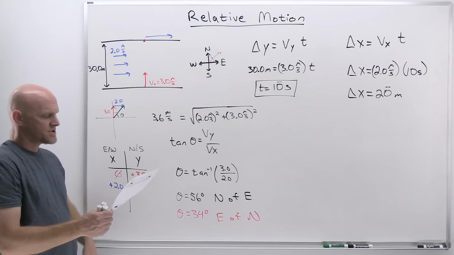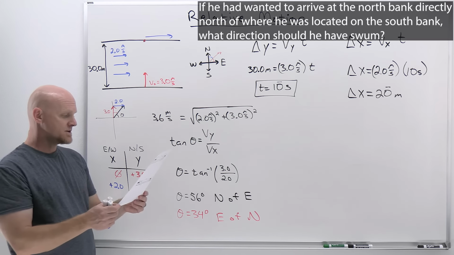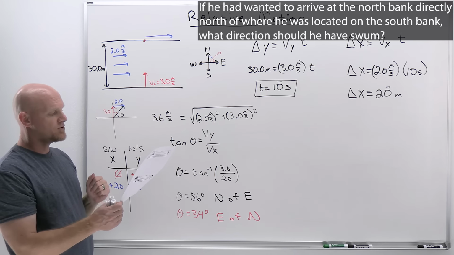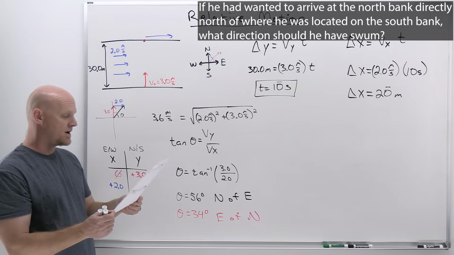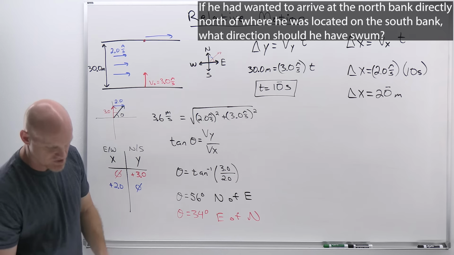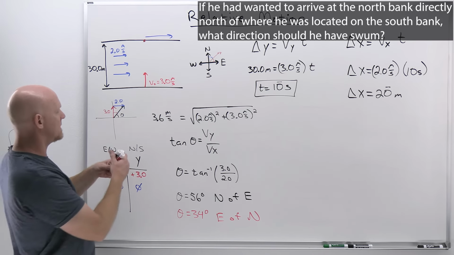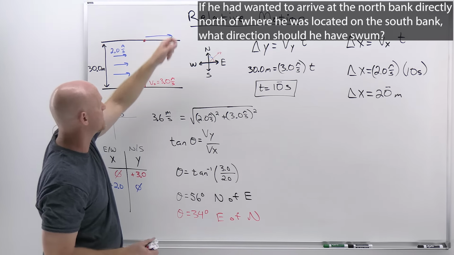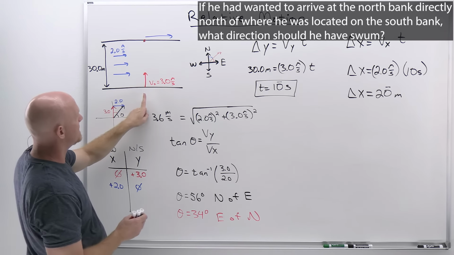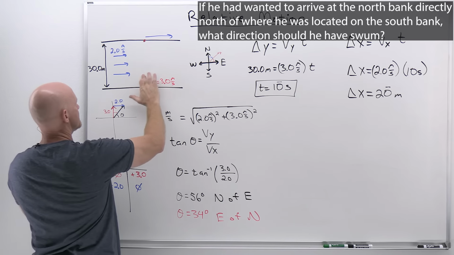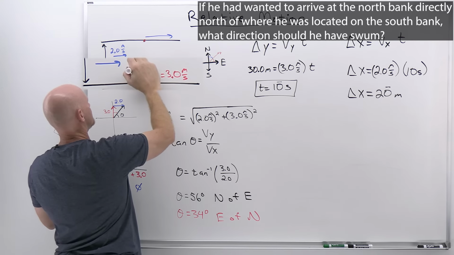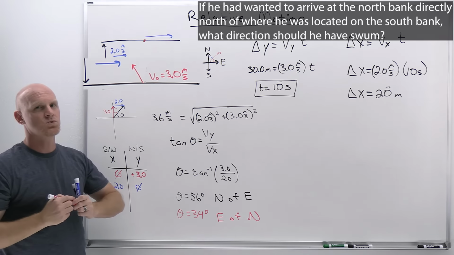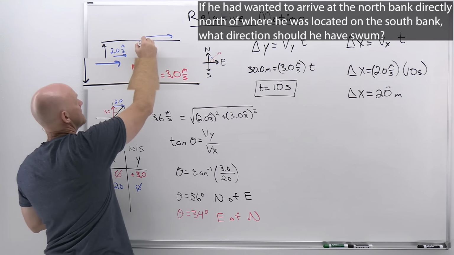All right, so last question here, last part of the question. If he had wanted to arrive at the north bank directly north of where he was located on the south bank, what direction should he have swum? Okay, so he wants to end up directly north. He doesn't want to end downstream at all. And so instead of heading directly north in this case, he's definitely going to have to head a little bit upstream in a sense as well. And he wants to end up here.